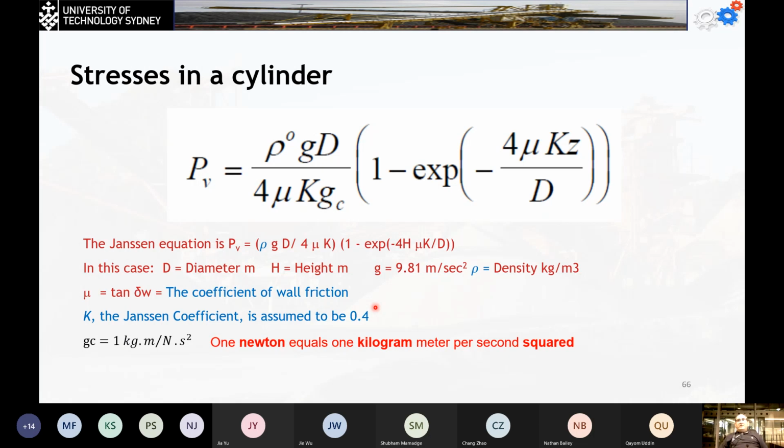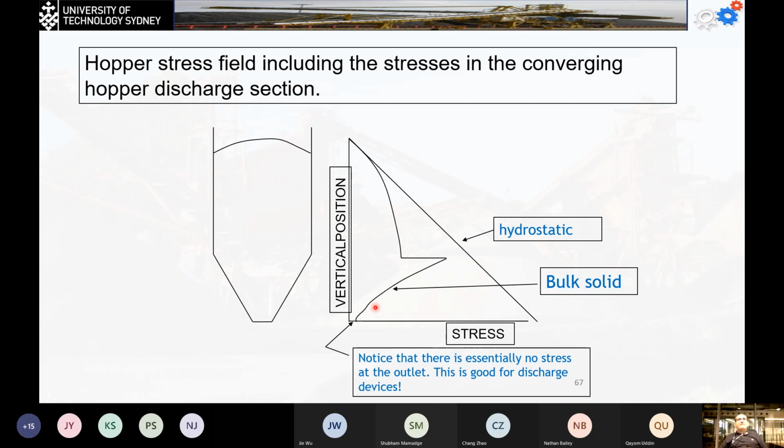We're going to have an example on this equation, which is going to be similar to the question we're going to have in assignment number 1.